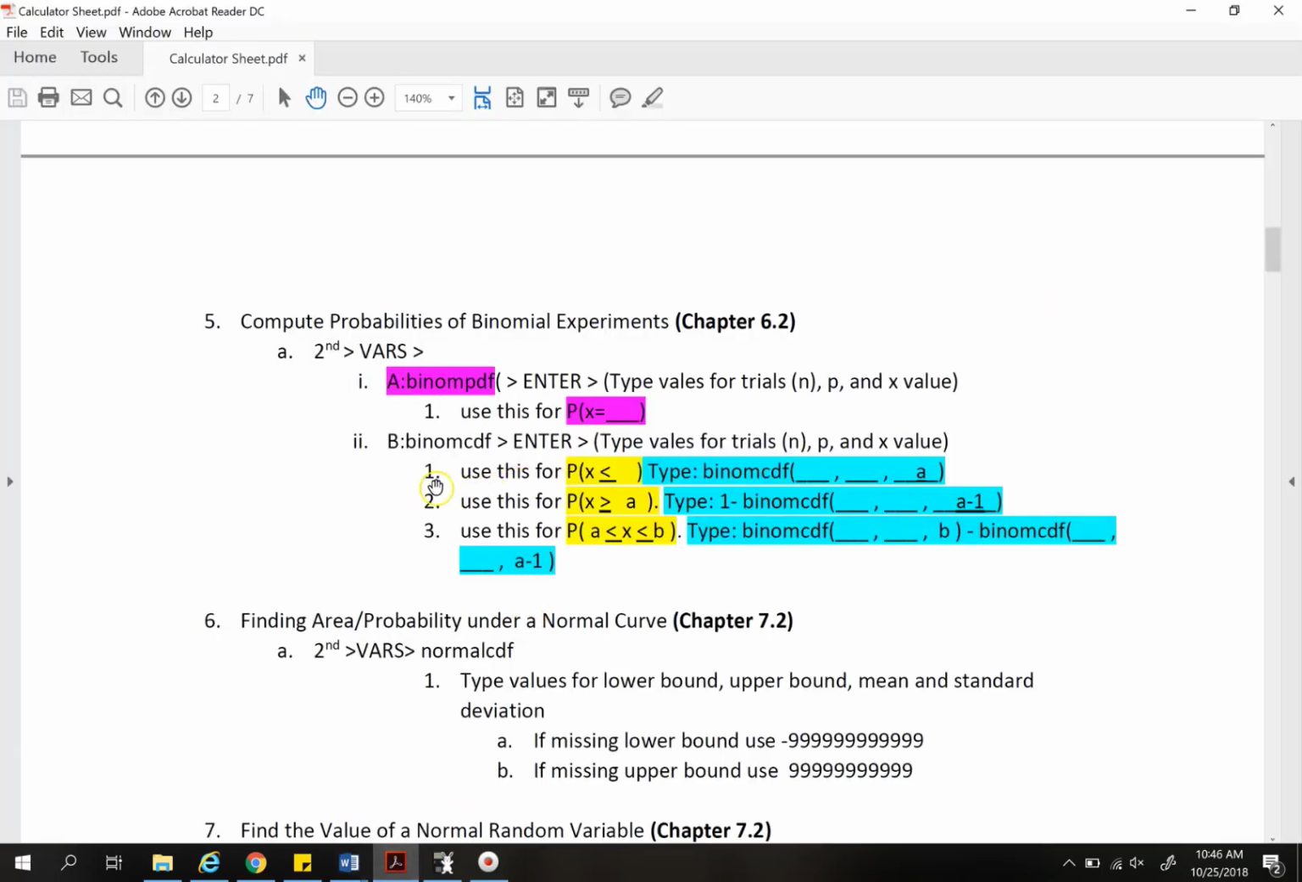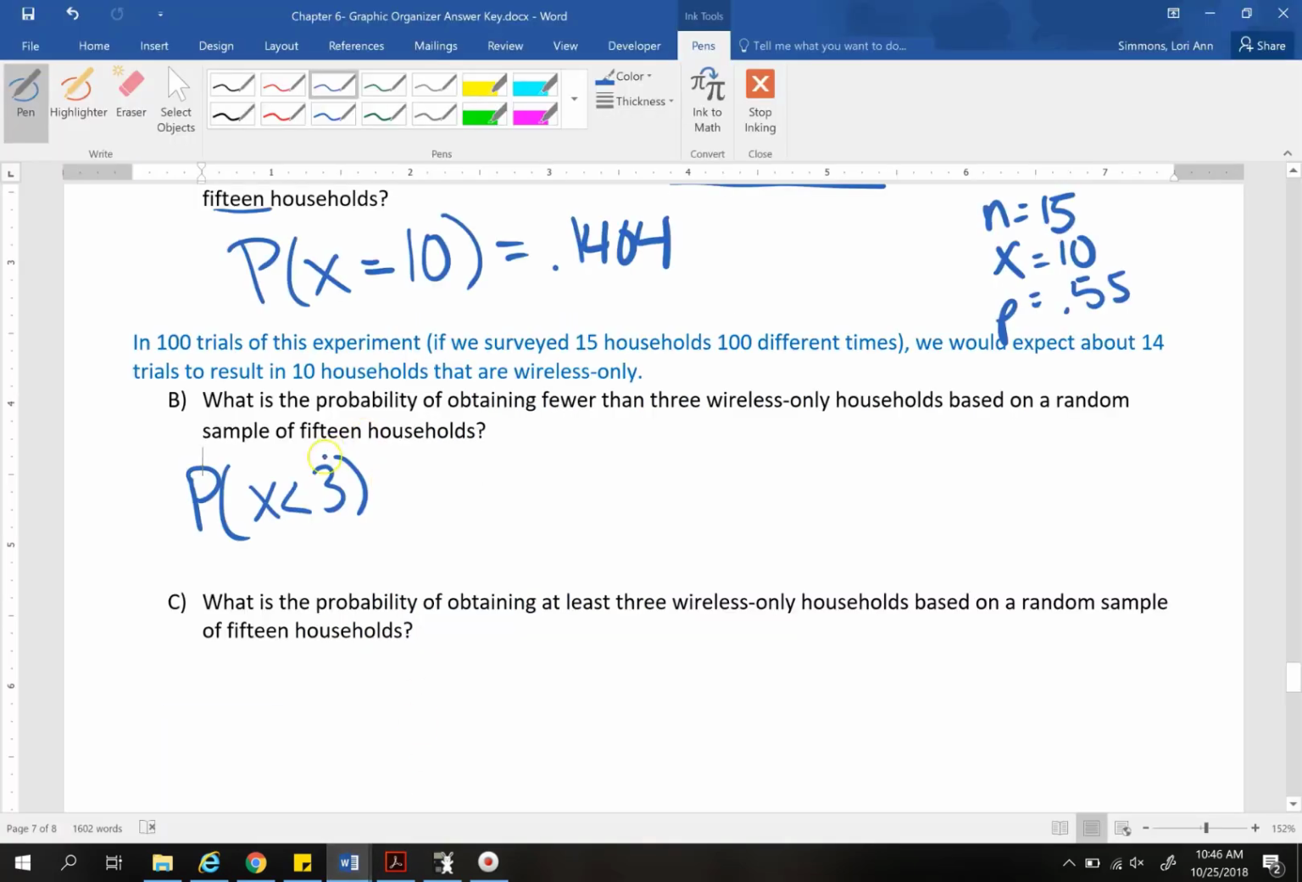Pull up our calculator sheet. We're going to use binomial CDF this time. Notice there's a little bit of a difference. This is less than or equal to. For binomial, that does not mean the same thing. Less than 3 is not the same as less than or equal to 3 for when you use the calculator sheet. So what you're going to have to do is create this into less than or equal to, but what is this number?